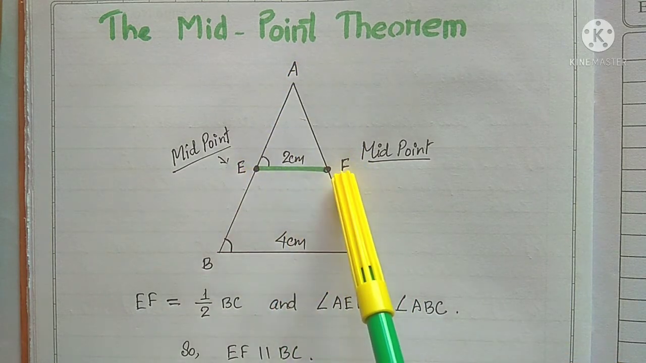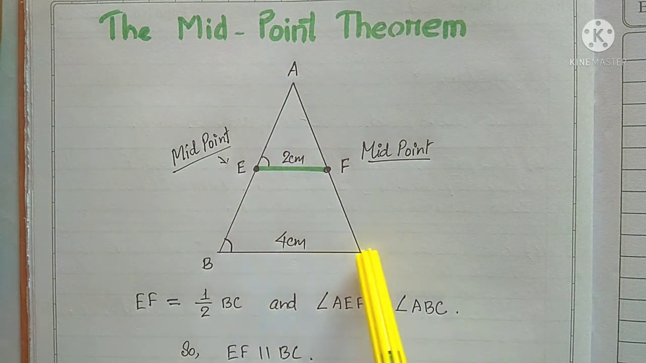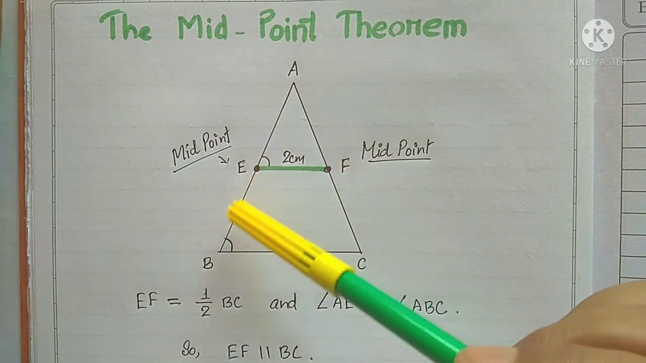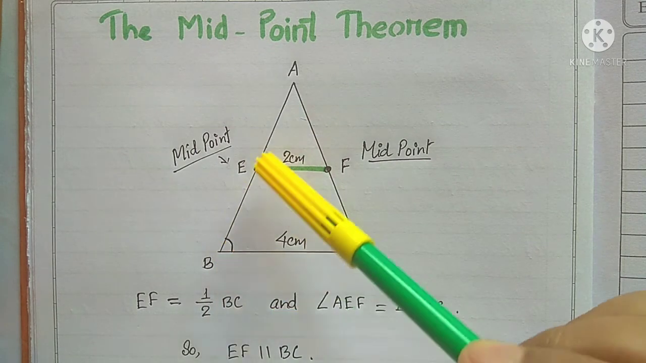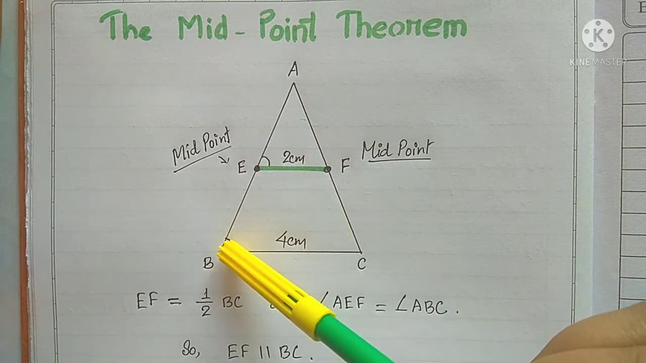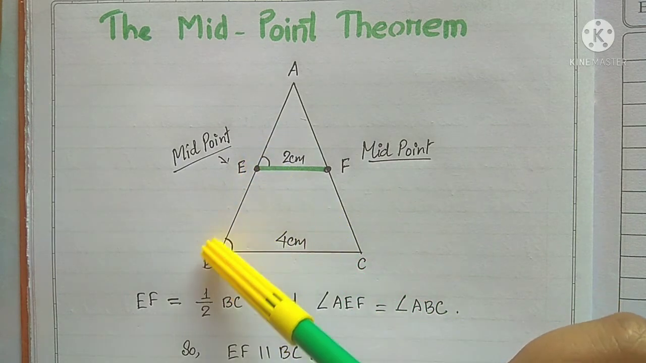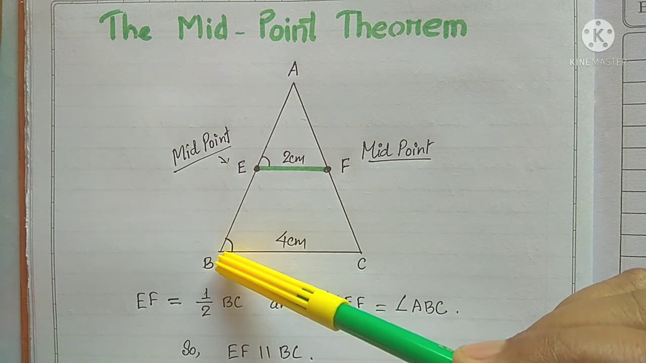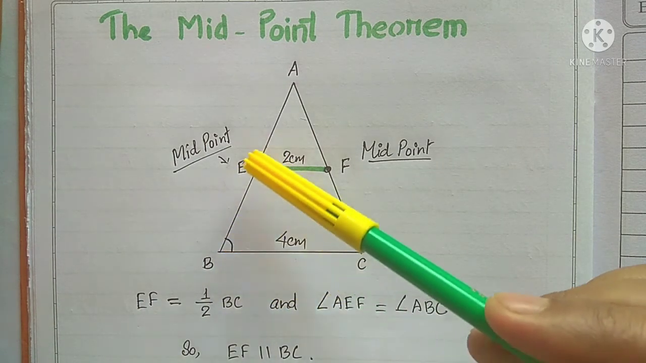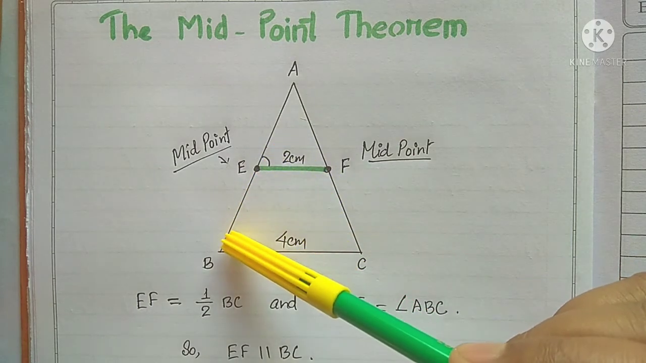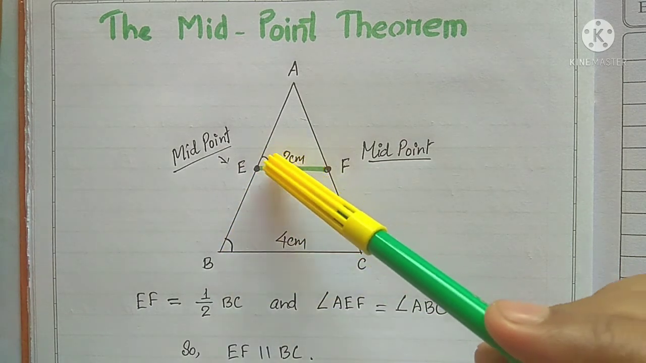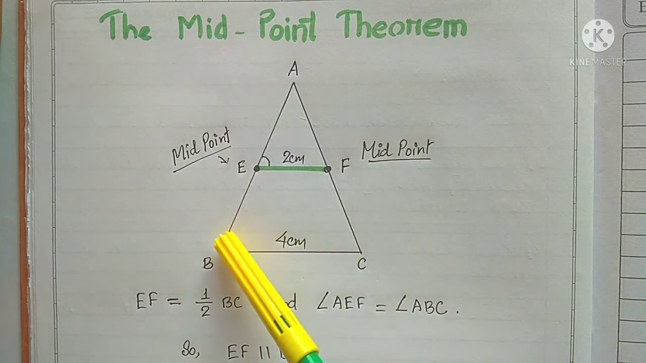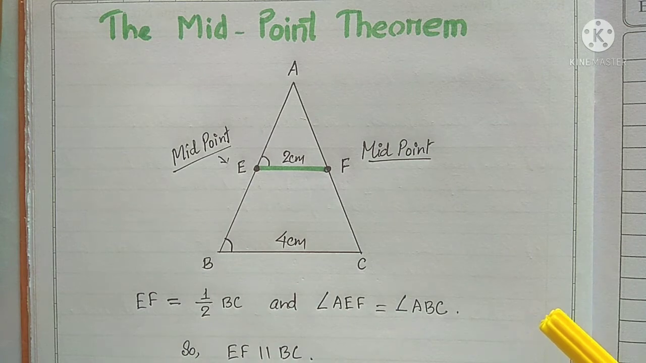One more property we know. If angle AEF is equal to angle ABC, that means these two angles are equal. Then these two are corresponding angles, and EB we consider as a transversal. So if EB is a transversal, then these two corresponding angles are equal. If these two angles are equal, then what can we say about these two lines? These two lines are always parallel. If corresponding angles are equal, then the lines are always parallel.